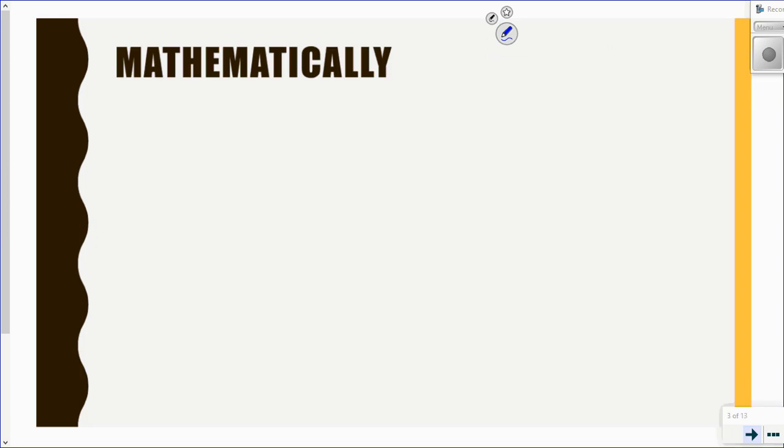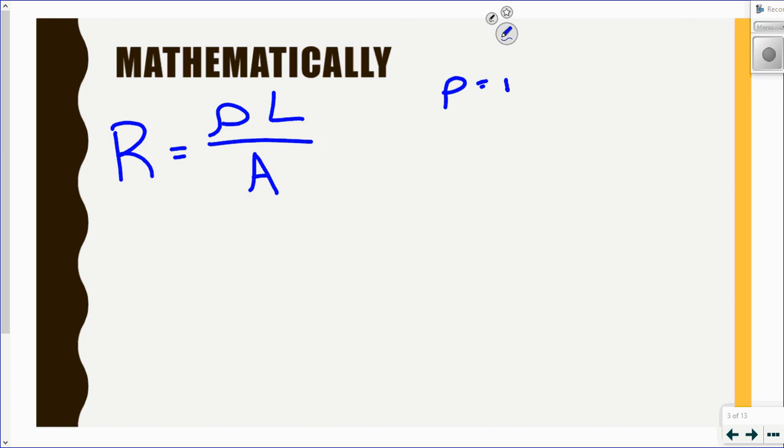So now that we've talked about the three things that are related to the resistance, let's write an equation for it mathematically, where R represents the resistance, the letter rho represents the resistivity based on the material, we have L for length and A for area, and you can actually find this equation right in your reference table.